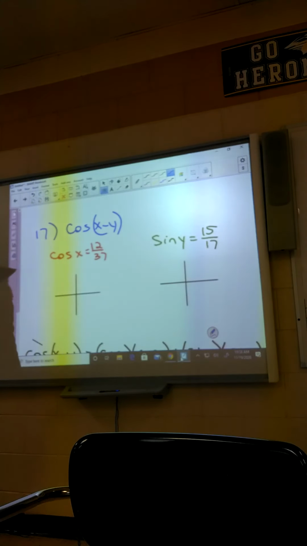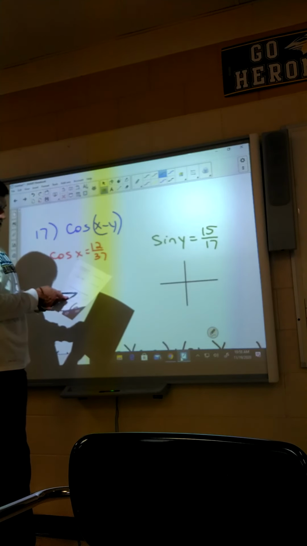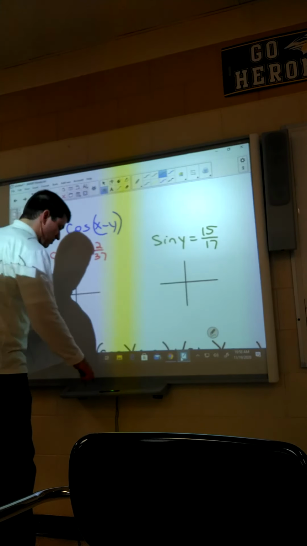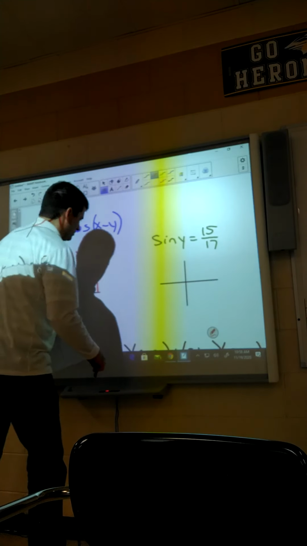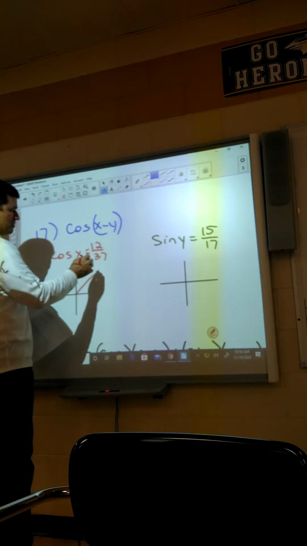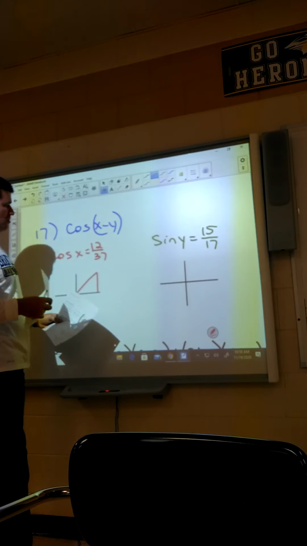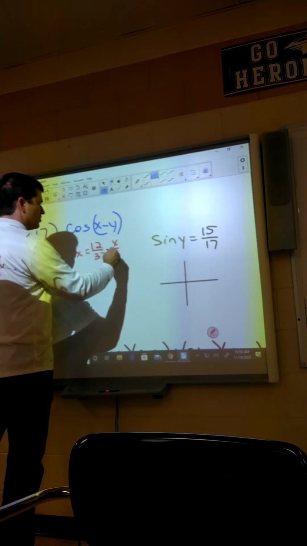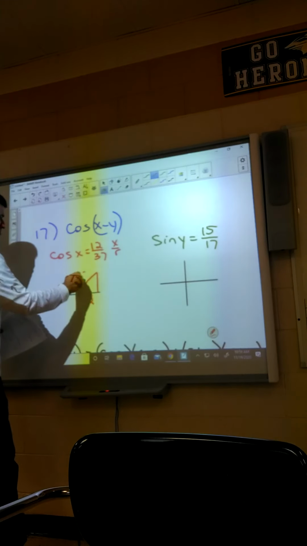All right, let's look at 17, first triangle problem. The instructions say that the triangles are in the first quadrant, so you can go ahead and draw your triangles. Now, cosine of x is 12 over 37. If you look on your formula sheet, cosine's formula is x over r. So 12 goes on the x-axis, 37 is your radius.